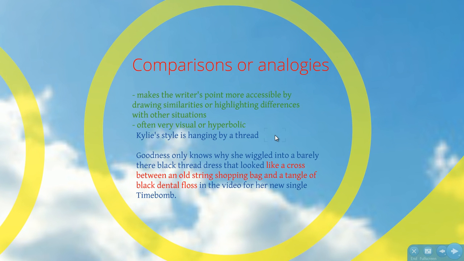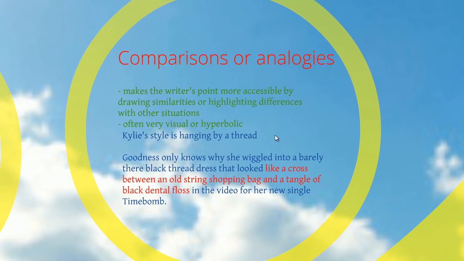Comparisons or analogies, sometimes these are quite humorous, sometimes quite literary, so they might make the writer's point of view more accessible, drawing on similarities or highlighting differences with other situations or objects, items, often very visual or hyperbolic, hyperbole being exaggeration. So this description really typifies it. This is Kylie's dress, which the writer is quite outraged by. It's compared to a cross between an old string shopping bag and a tangle of black dental floss. Okay, so not a particularly appealing or attractive image. Slightly humorous, very hyperbolic, exaggerated.